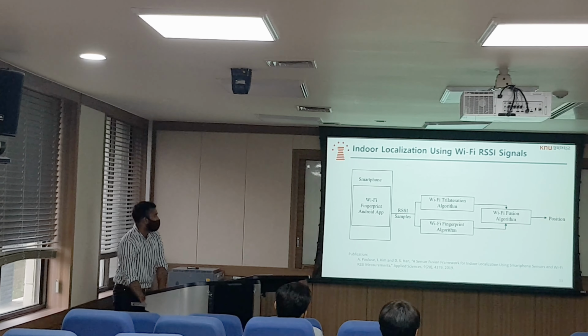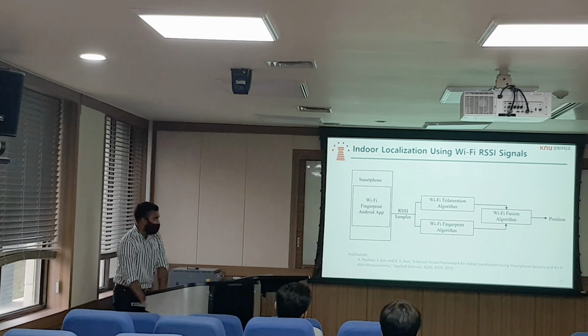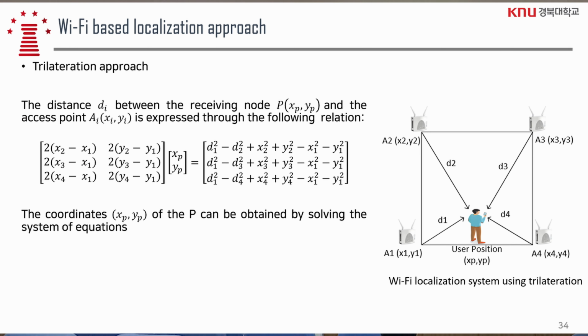And the fingerprint also depends on the data side, how much data we have. There is no single system that performs best everywhere. So our idea is to combine both and improve the position result. So here is the basic trilateration approach we use for the access points, and we estimate XP and YP, our user position, using this equation.